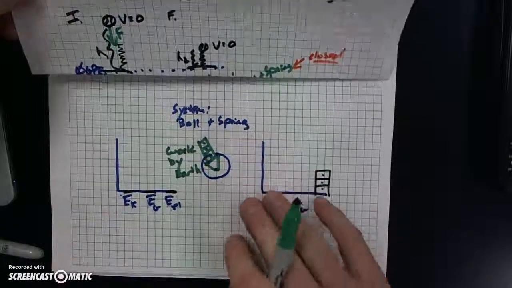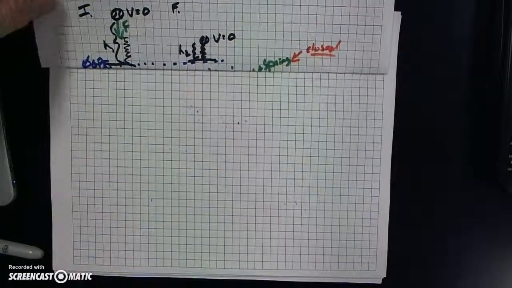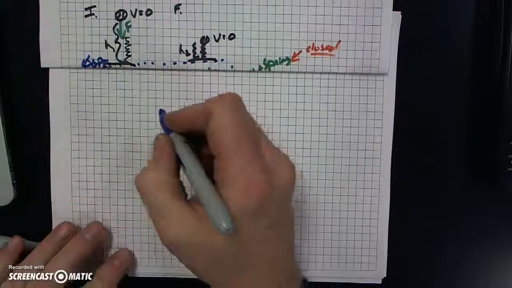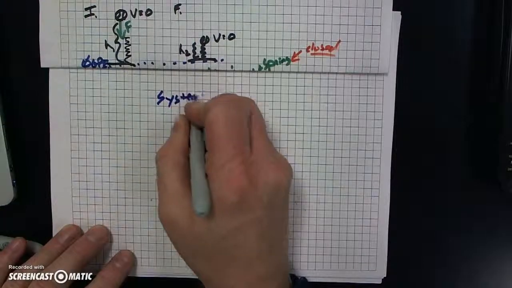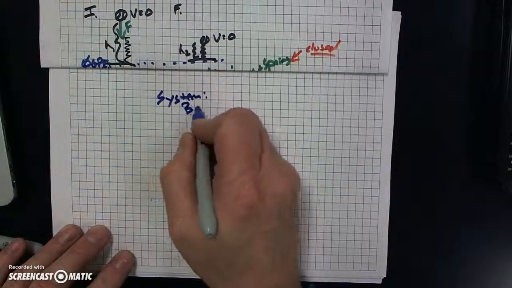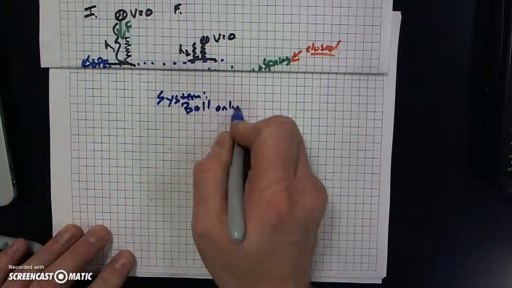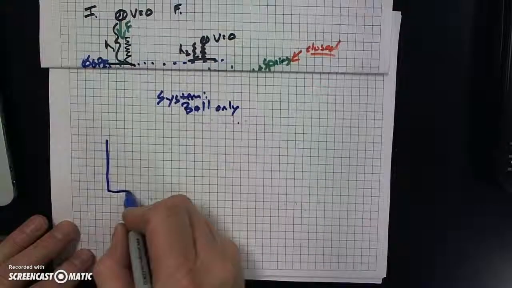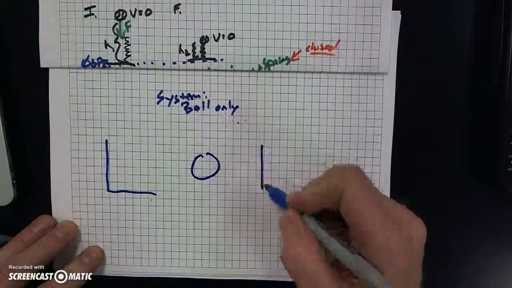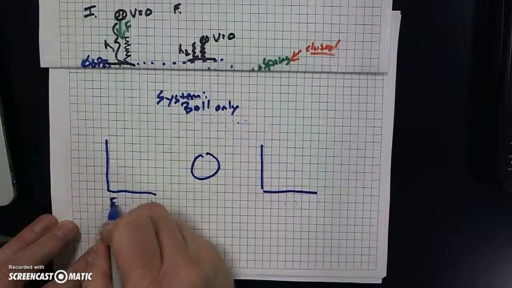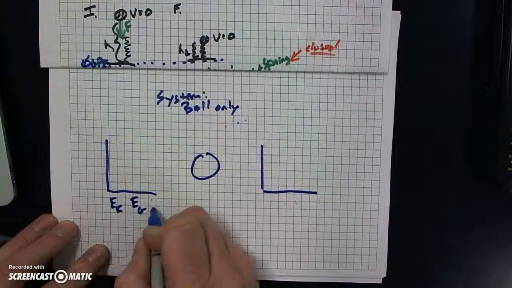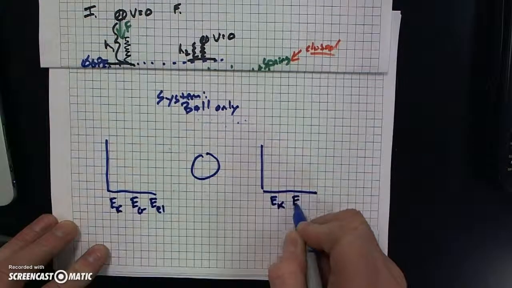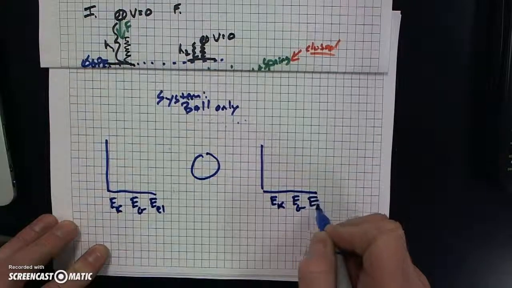Let's try it one more time, but this time I'm going to try it for a new system, a system of the ball only. So again, we redraw our LOL diagram. And we have energy kinetic, energy gravitational, energy elastic. So we got all our energy forms again. Nothing's really changed there. I'm just resetting it all. I guess I should have done this before.